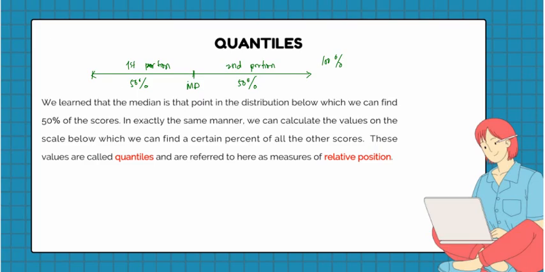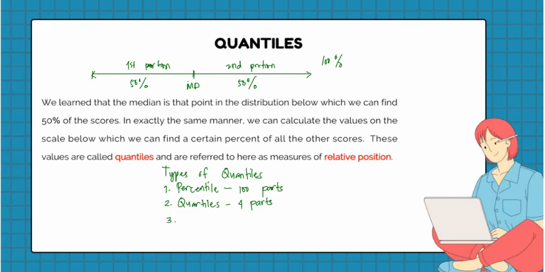If you want to calculate the values on the scale below, which we can find a certain percent of all other scores, we could do that under quantiles. The types of quantiles, if you recall, are, number one, the percentile, wherein you divide the entire distribution into 100 parts, meaning each portion is 1%, right? And then for our quartiles, that is dividing the entire distribution into 4 parts, meaning each portion is 25% of the distribution of scores.